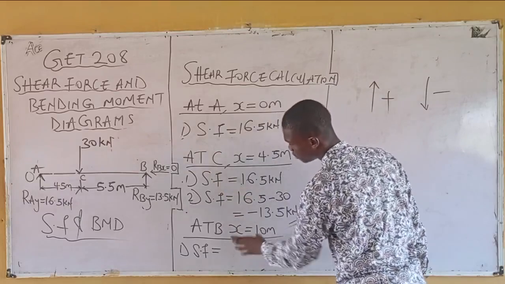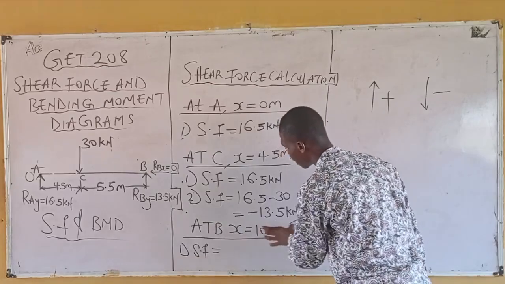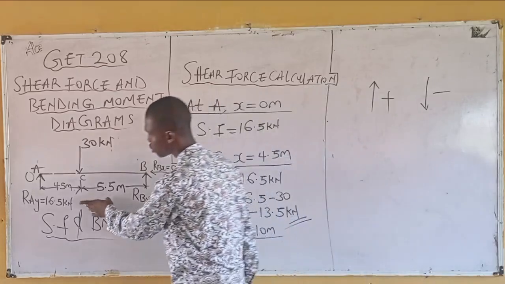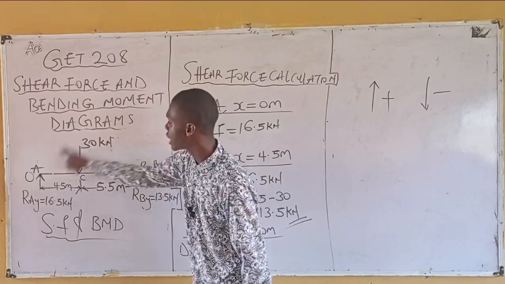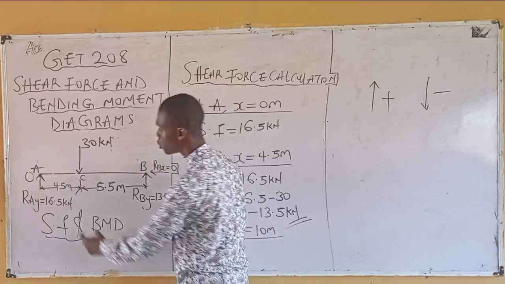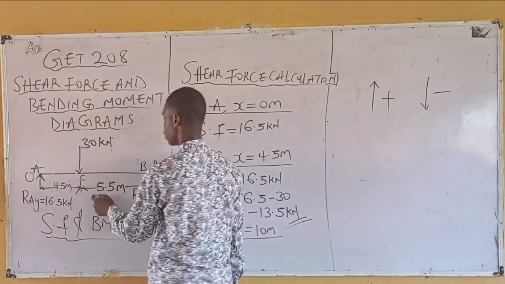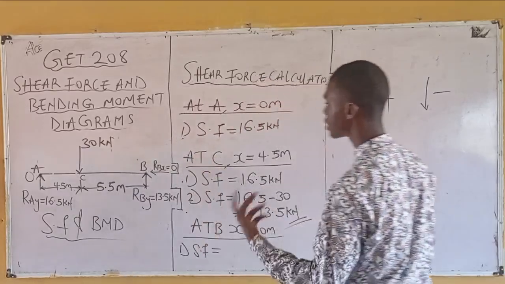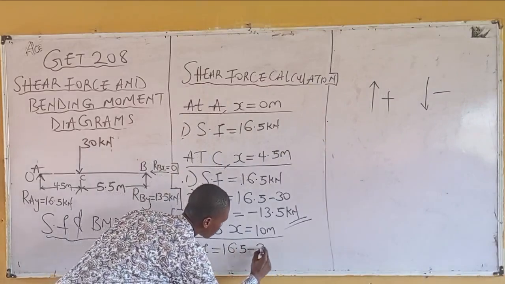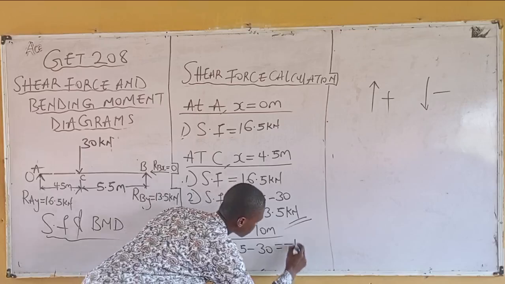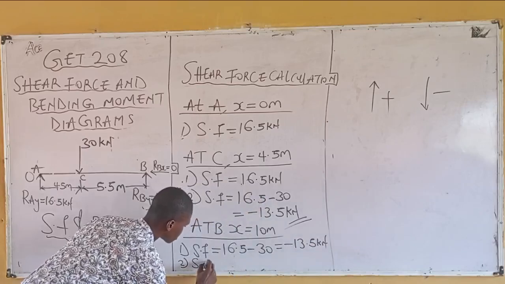Now, I'm on point B. If this is my point B, following that order, what will be the first value here? Minus 13.5. But you can come back to your beam and check that. If this is my B, the algebraic sum behind it, how many forces am I having? I'm having 2, which is 16.5 and 30. By the time you take the algebraic sum of this, you end up having minus 13.5. So I have 16.5 minus 30, which will give me minus 13.5 kilonewton.